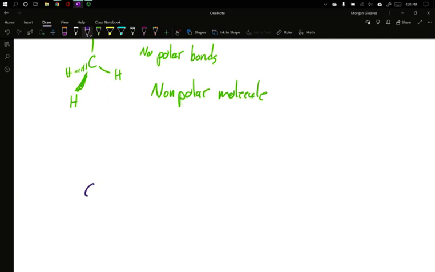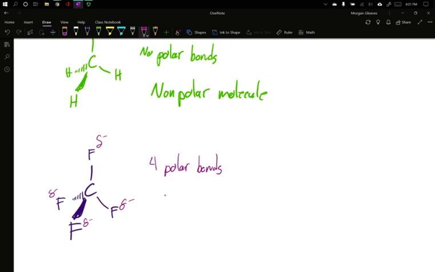this example. If we have carbon to fluorine, let's do it to 4 fluorines. Well, each of these bonds is actually quite polar. So we have a significant partial negative, partial negative, partial negative, partial negative. The bonds here, there are 4 polar bonds. However, it is a non-polar molecule.